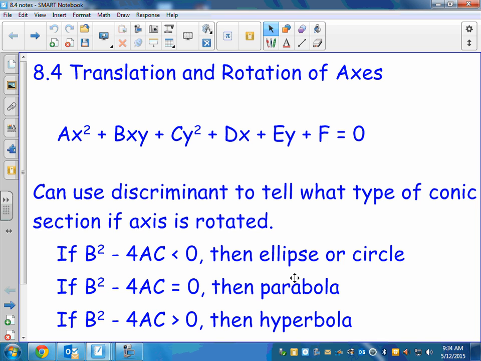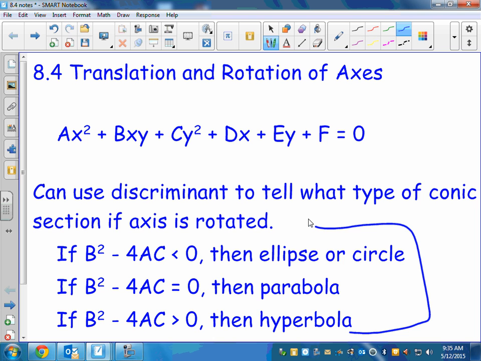Remember the discriminant from the quadratic formula, b squared minus 4ac? You can do that using this a, this b, and this c. So the numbers in front of the x squared, the xy term, and the y squared, to figure out if your conic section is going to be an ellipse or circle, a parabola, or a hyperbola. And so you need to know this, all right? When we have a test, you've got to know these rules.